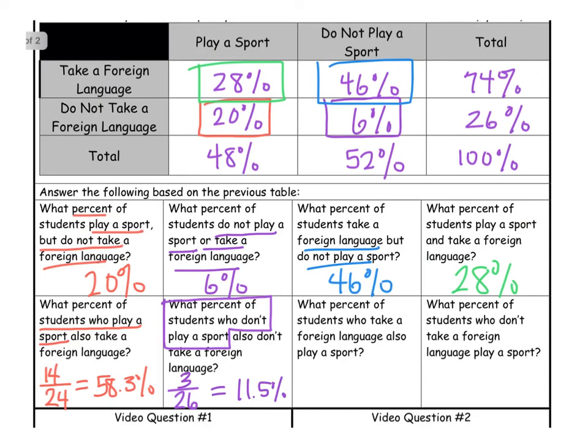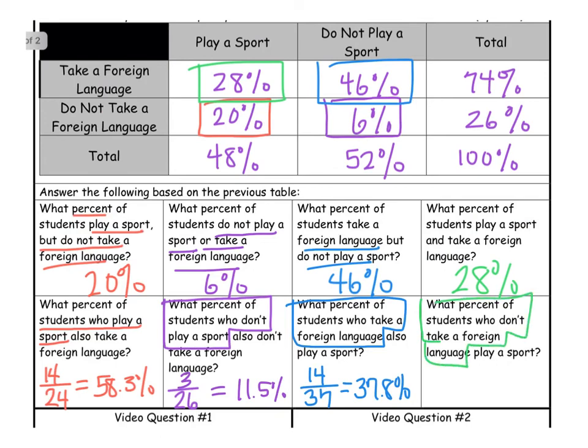Next question, and again we're looking at a different population. It says, what percent of students who take a foreign language? So we're just looking at what percent of the total number of students who take a foreign language, and there's 37 students who take a foreign language. And of those, how many also play a sport? And that's 14. Change that to a percent, and we get 37.8%.